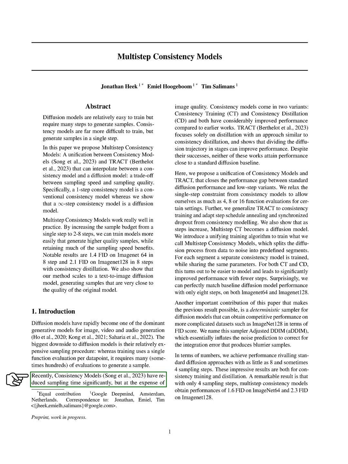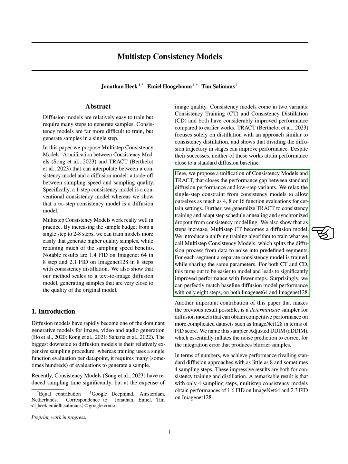Recently, consistency models have improved sampling speed, but at the cost of image quality. Consistency models come in two types: consistency training, CT, and consistency distillation, CD, both showing better performance than earlier methods. Tract focuses on distillation and suggests that dividing the diffusion process into stages can enhance performance. However, neither consistency models nor Tract achieve the same performance as a standard diffusion model.